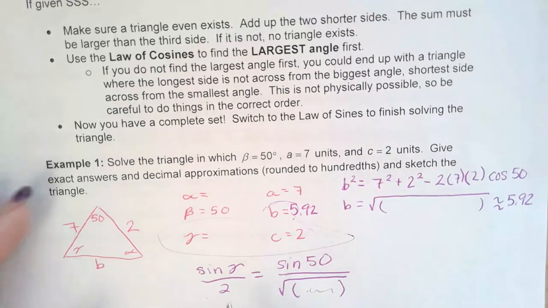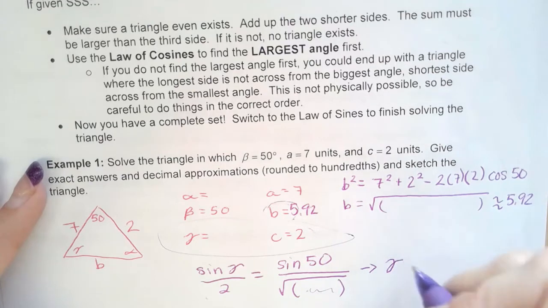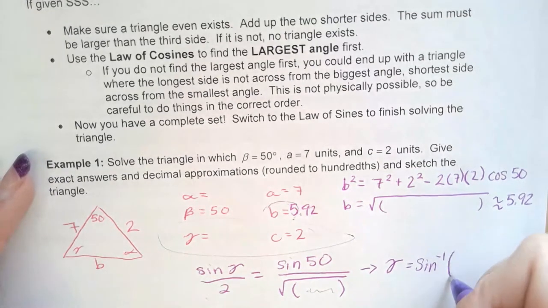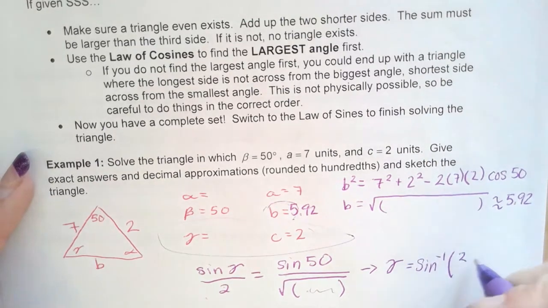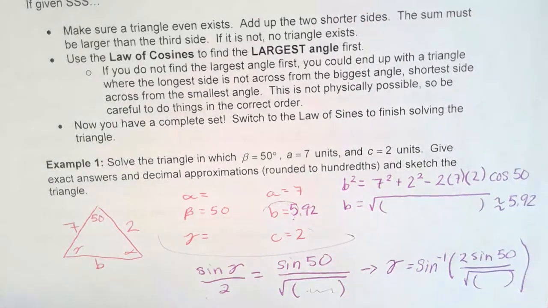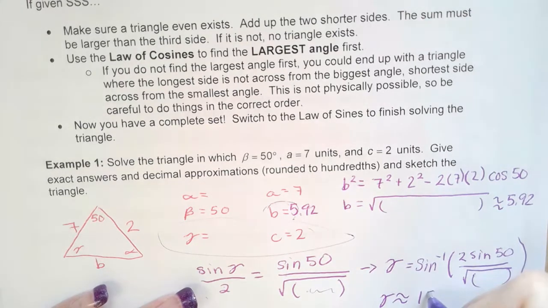Okay, so to solve for gamma, we did this a long time ago. To solve for gamma, it's going to be the inverse sine. Now to get rid of that 2, it would have been 2 times sine 50 all over that square root. Okay, and now when we do that, we get that gamma is approximately 15.01.